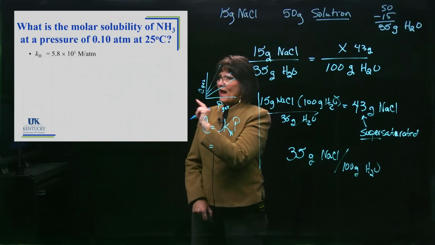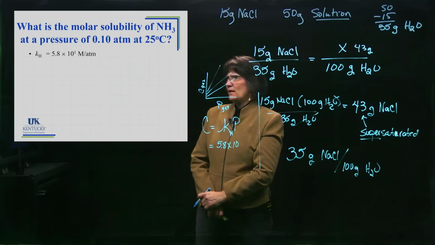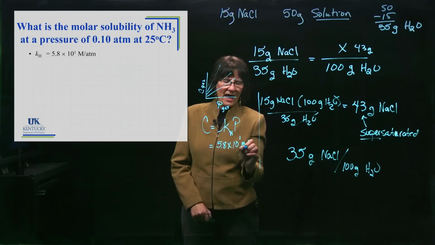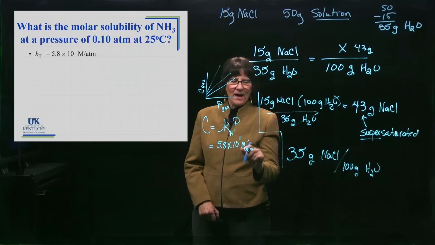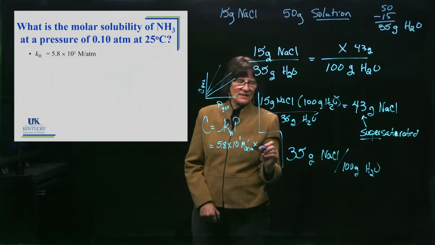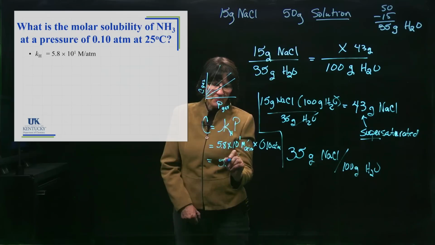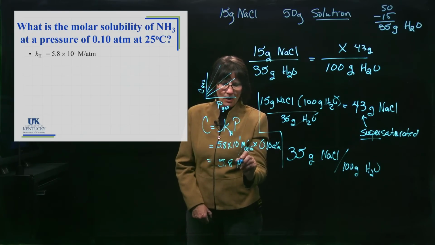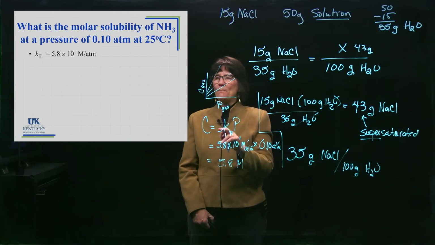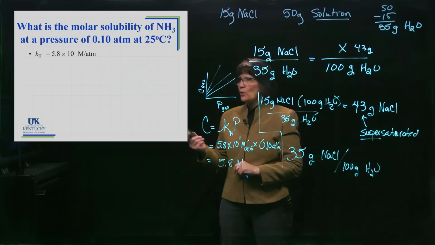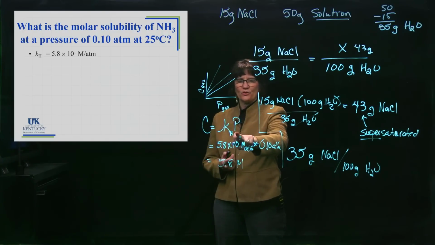We have the value of K sub H as 5.8 times 10 to the 1 molarity per atmosphere. I guess I need some more room here, don't I? Let's move that over. And then I would multiply by the pressure that we see of 0.10 atmospheres, and that is going to give me 5.8, the atmospheres are canceling, molar. So this is how many moles per liter of ammonia gas I can get to dissolve in solution. Okay, so that is one way to use Henry's law. Henry's law is concentration versus the pressure of the gas.